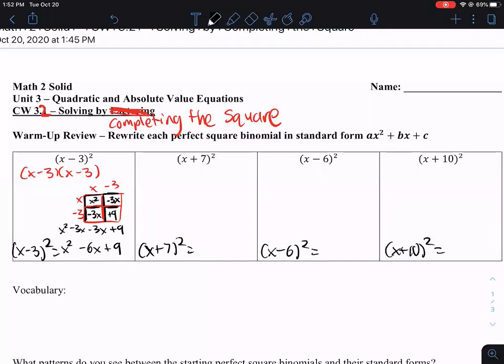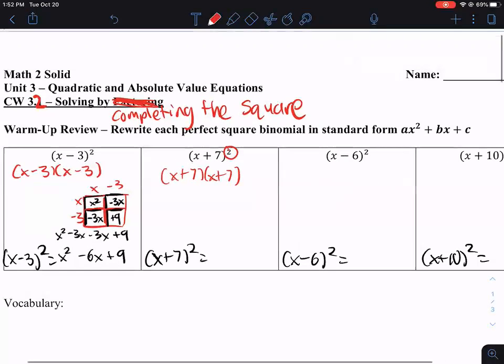Okay, so again, I asked you to distribute out these what are called perfect square binomials. So I'll just show one more. Remember, the exponent outside of the parentheses affects the whole thing. So we need to write the whole parentheses twice. And then to multiply it out, we can draw a 2 by 2 box. So x plus 7 over here, and this one is also x plus 7.